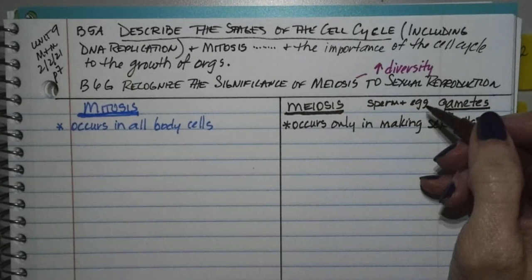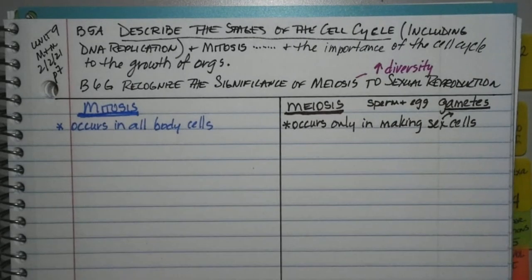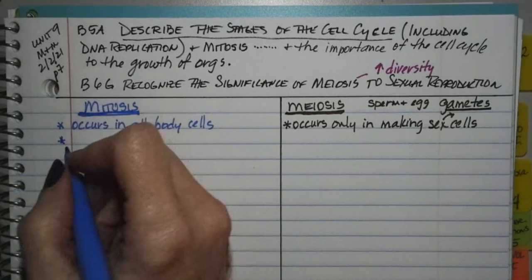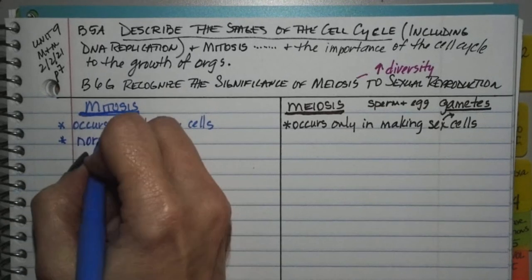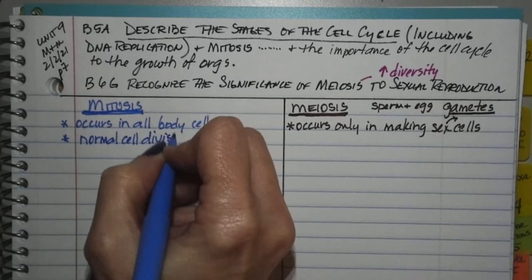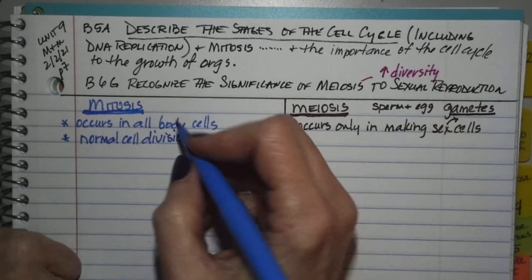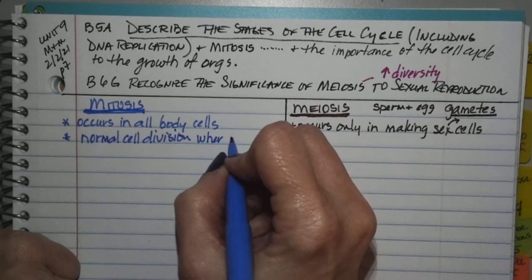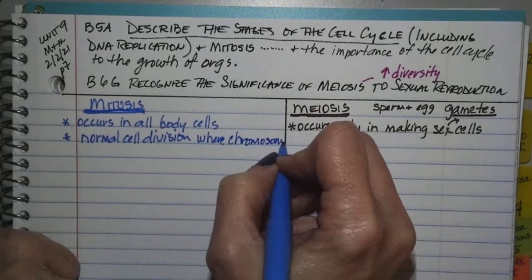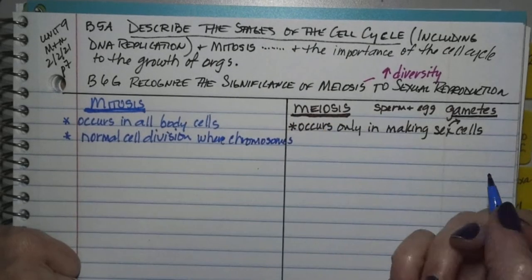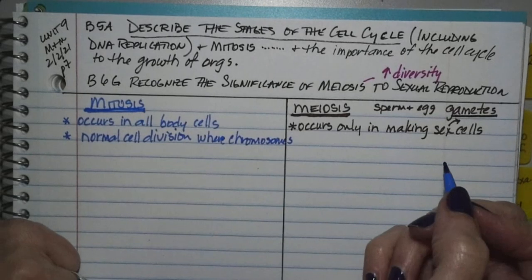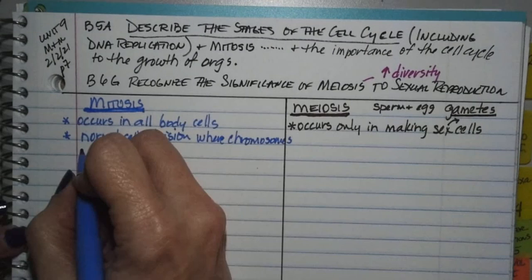Mitosis is normal cell division, where the chromosomes of the mother cell, and you know what? I'm going to get tired of writing out the word chromosomes, so pretty much from here on out, I'm just going to call them chromes, okay? Chromosomes, okay? So the chromosomes of the mother cell are copied and divided equally between two daughter cells.